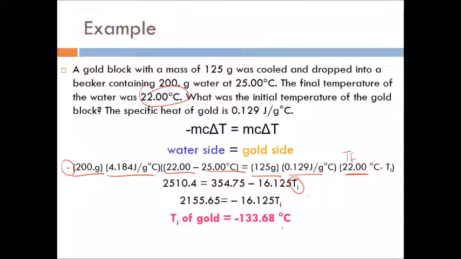And you end up getting the initial temperature of the gold is always very cold, but remember the gold has a very small specific heat, and the water has a high specific heat, so to get that water to change temperature a lot, it's going to have to be a lot of coldness, and it only went down 3 degrees, went from 25 to 22. So it took a very cold, small piece of gold in order to do that.